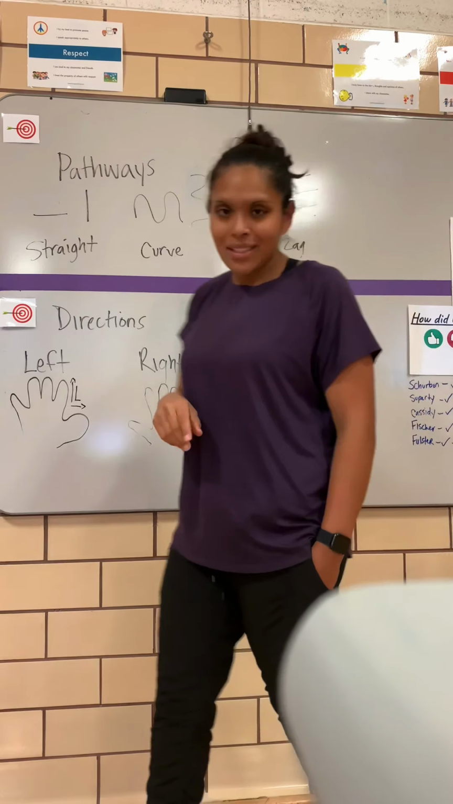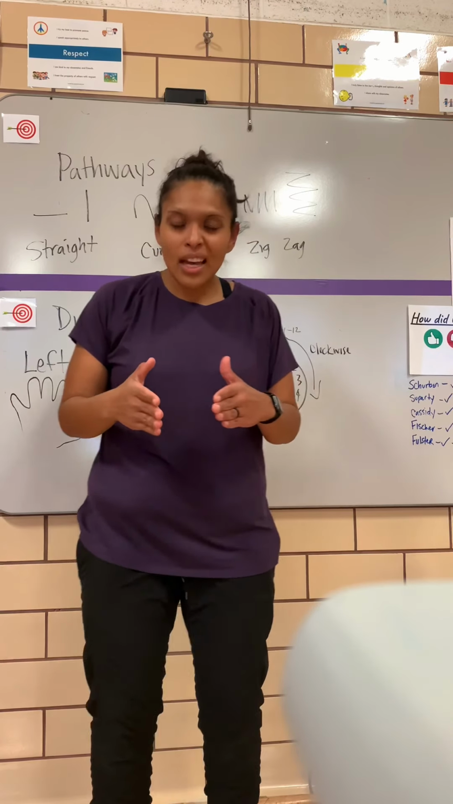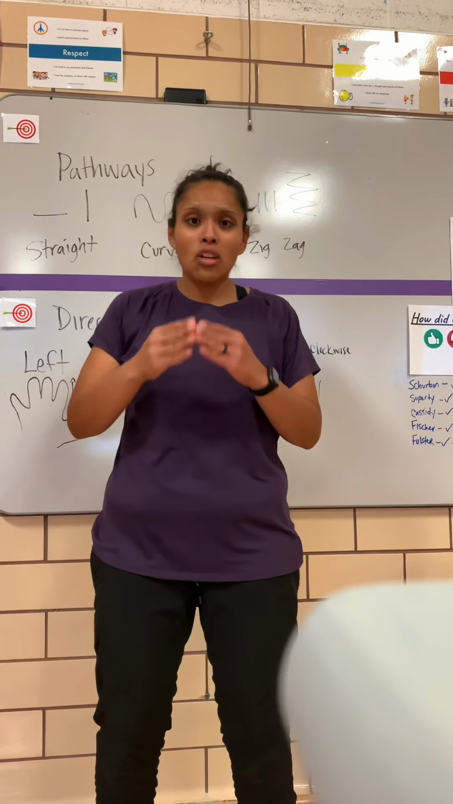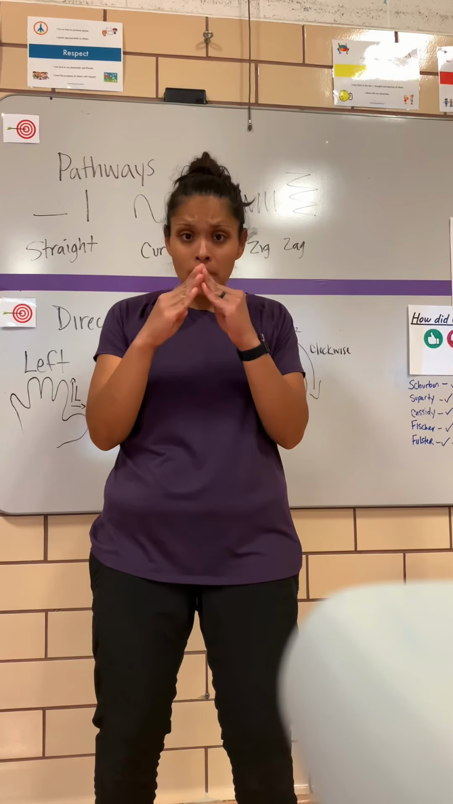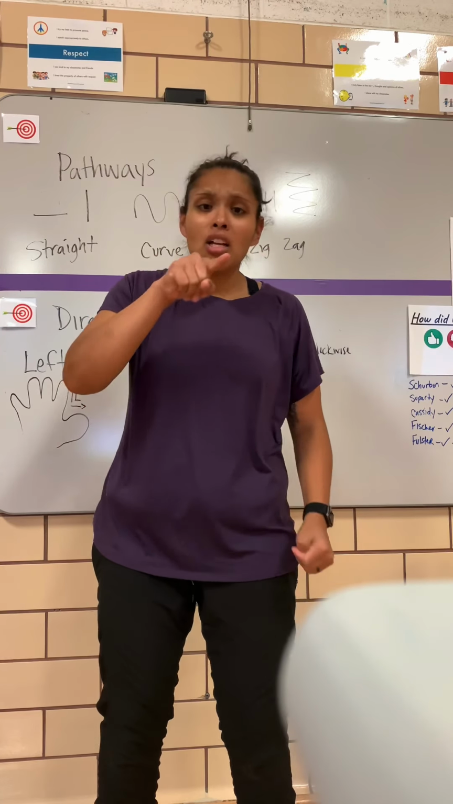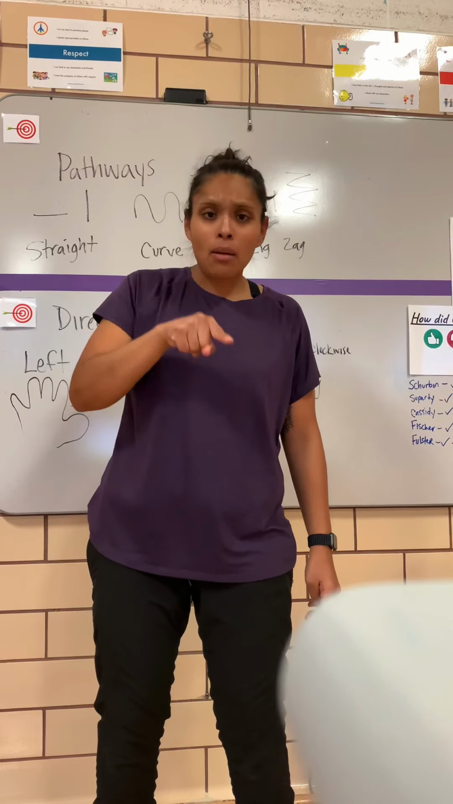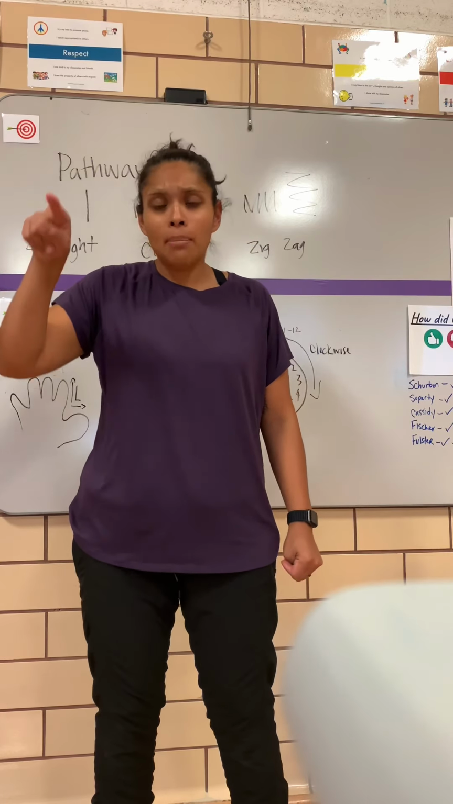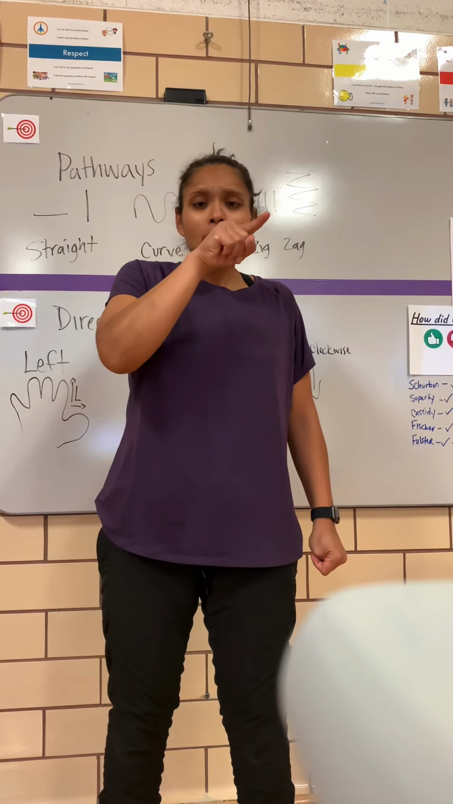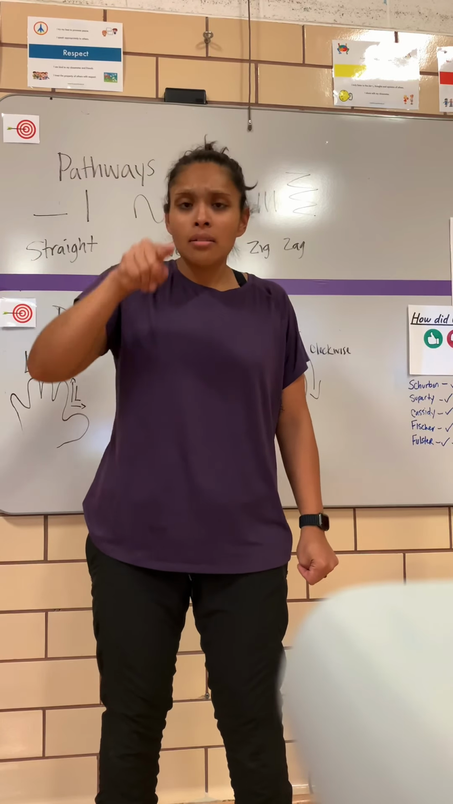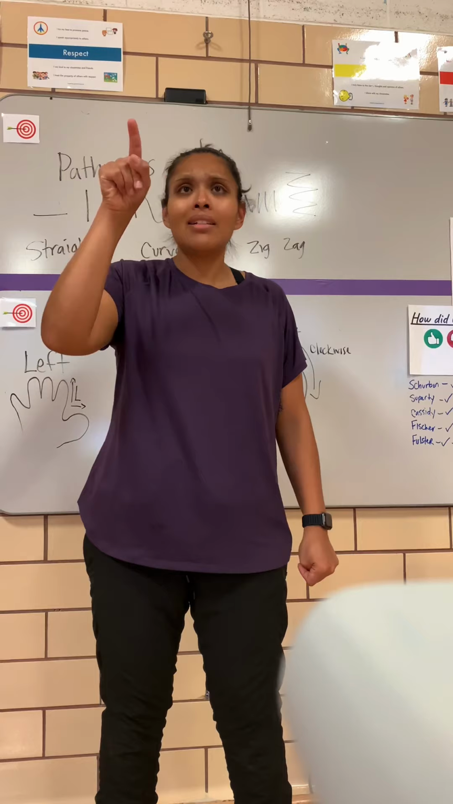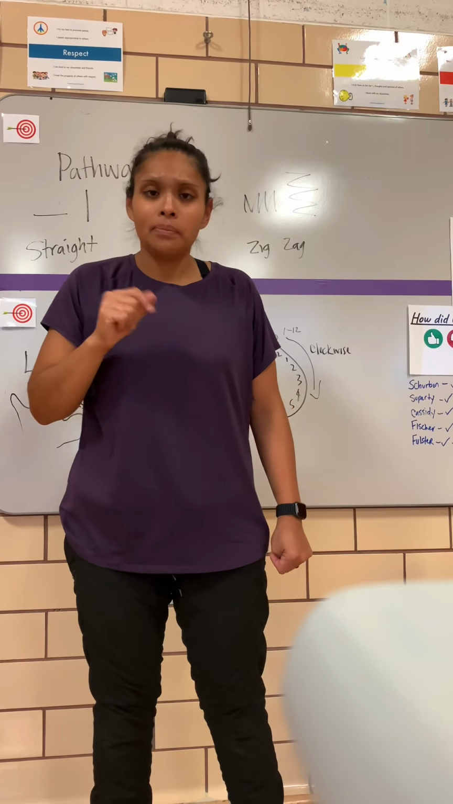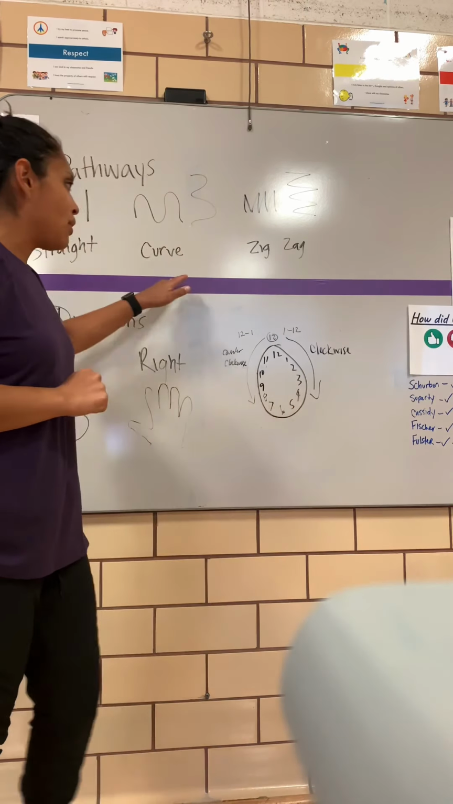The third one is a zigzag pathway, okay? Zigzag looks like mountains, okay? You know how mountains have those big pointy tops? That's what a zigzag looks like. So zigzag has up and down, big points, kind of like a curve, but they are sharp at the top and the bottom, okay? They can be up and down like this, zigzag, or it can be side to side zigzag, okay? Those are the different pathways.